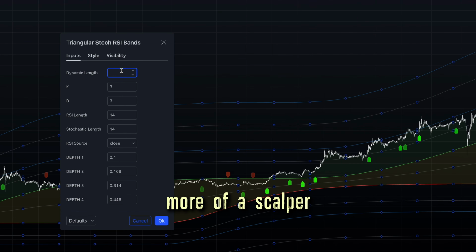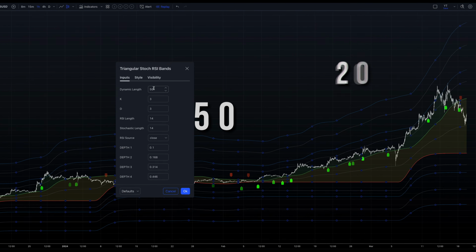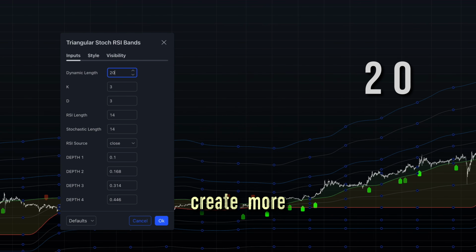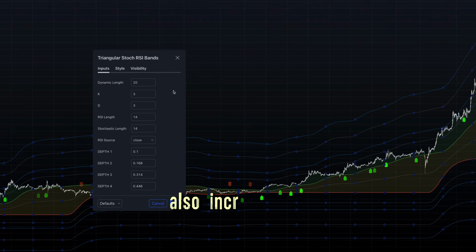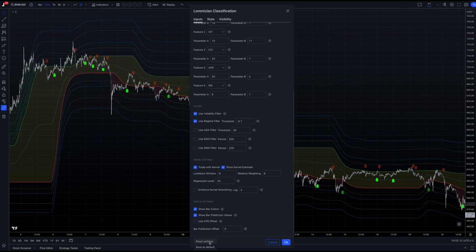However, if you're more of a scalper looking to capitalize on quicker intraday moves, you can use lower dynamic length numbers, like 50 or even 20. These shorter settings will create more frequent signal opportunities, but also increase the risk and potential for false breaks. In this case, I recommend using default Lorentzian classification indicator parameters.